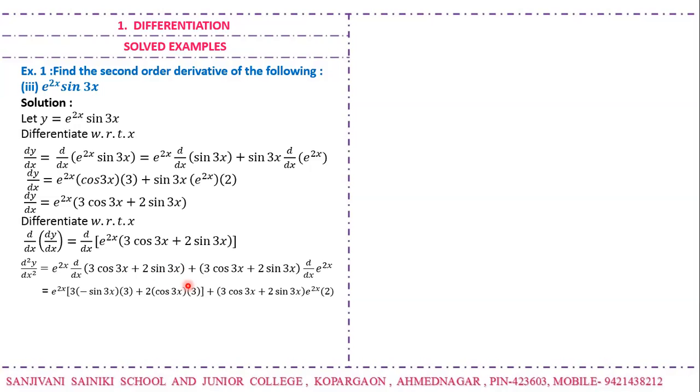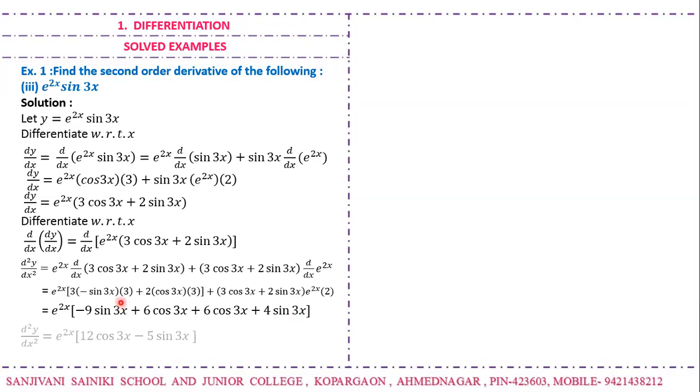f dash of x means derivative of 3x. Its derivative is 3. Similarly, derivative of e raised to f of x is e raised to f of x into f dash of x, meaning derivative of 2x is 2. So taking e raised to 2x common from all these brackets and simplifying, you get minus 9 sine 3x plus 6 cos 3x plus 6 cos 3x plus 4 sine 3x.